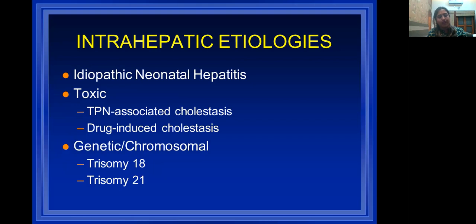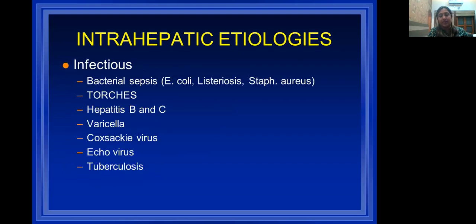Then toxic cholestasis occurs because of PPN-associated or drug-induced cholestasis. Genetic or chromosomal causes are seen in trisomy 18 and trisomy 21, like Down syndrome. Infections: various infections cause conjugated hyperbilirubinemia or stop the clearance of bile. This is most commonly in cases of bacterial sepsis, moreover gram-negative sepsis like E. coli, or TORCH infections, hepatitis like hepatitis B and C. And in viral infections, it could be hepatitis, varicella, Coxsackie virus, echovirus, and tuberculosis also.